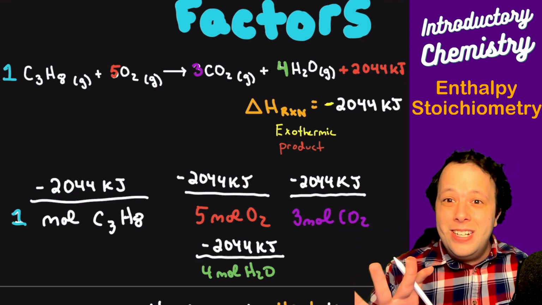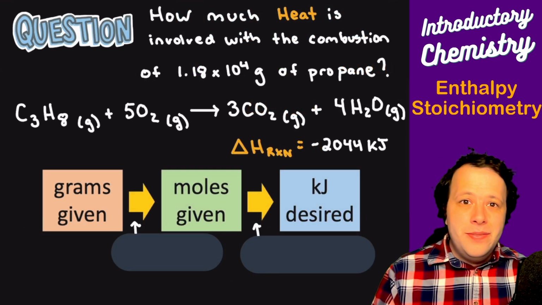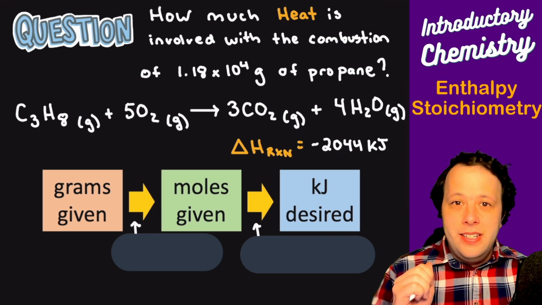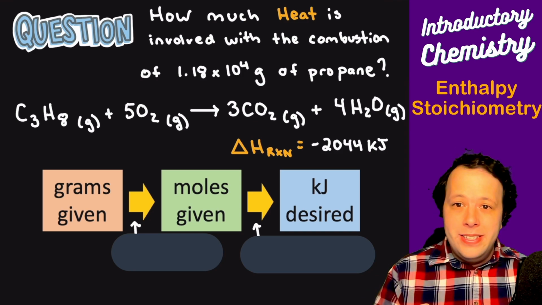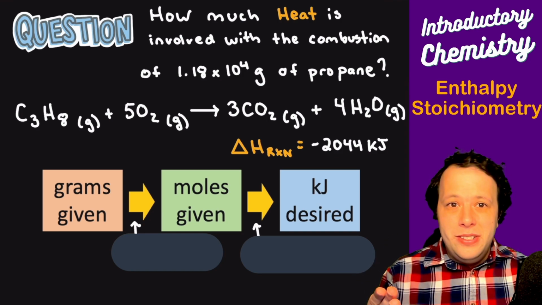All right, so let's look at the tips and tricks of how to solve these word problems. How much heat is involved with the combustion of 1.18 times 10 to the 4 grams of propane? And we have the same balanced chemical equation that we had in the previous example. So what exactly do we need to do here?